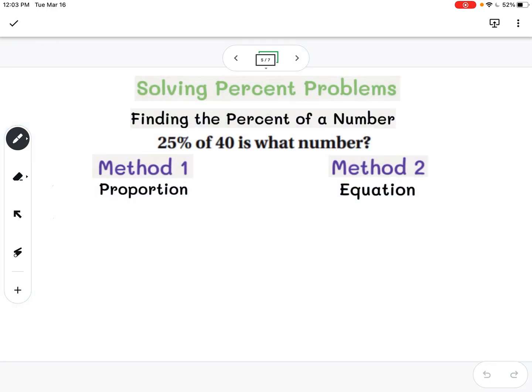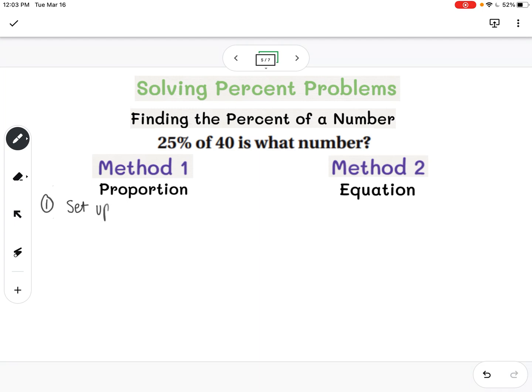All right, so solving percent problems, this is where the fun comes in. We are going to talk about some different methods to solve percent problems. So when we're finding the percent of the number, like the example given here, 25% of 40 is what number? We have 2 different methods to do this. So one is to set up a proportion, cross multiply and solve, and the other method would be an equation. I'm going to go over both.